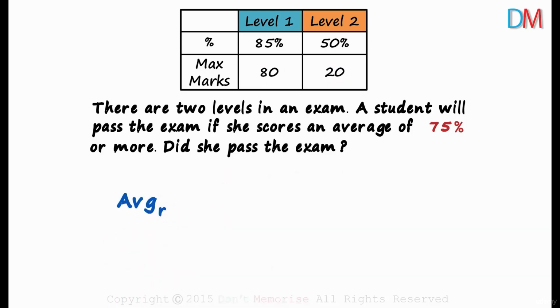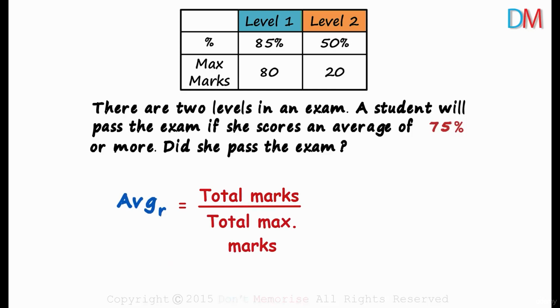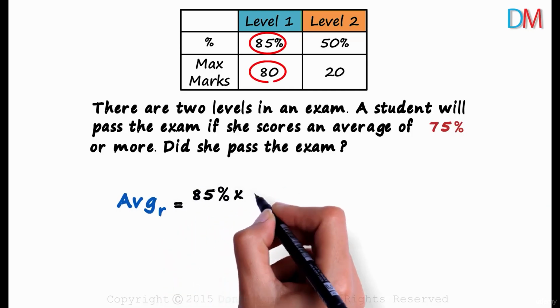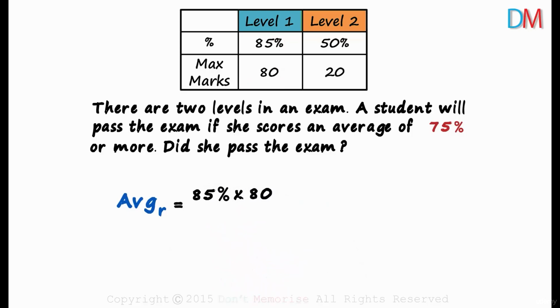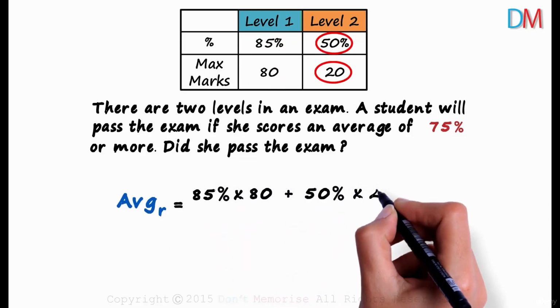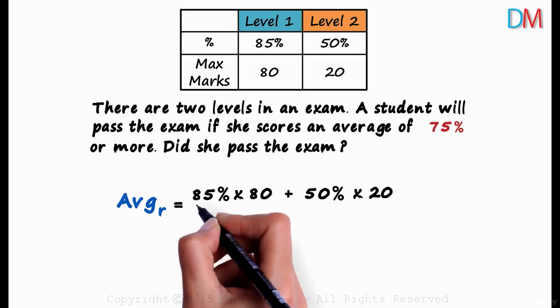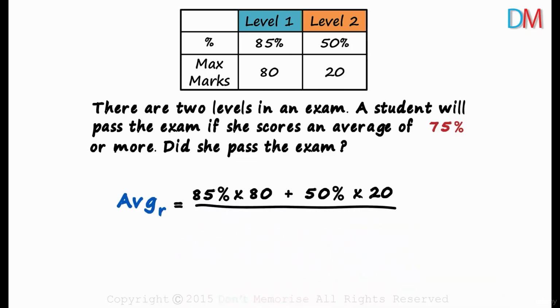And how can we find that? With pure logic, we can say that her overall average percentage will equal the total marks she had scored in both the exams divided by the maximum marks of both exams together. The marks she scored in Level 1 will be 85% of 80 and the marks she scored in Level 2 will be 50% of 20. Remember, if it's percentage here, it has to be maximum marks here, else we will not be able to find her individual scores. And this is divided by the total maximum marks.